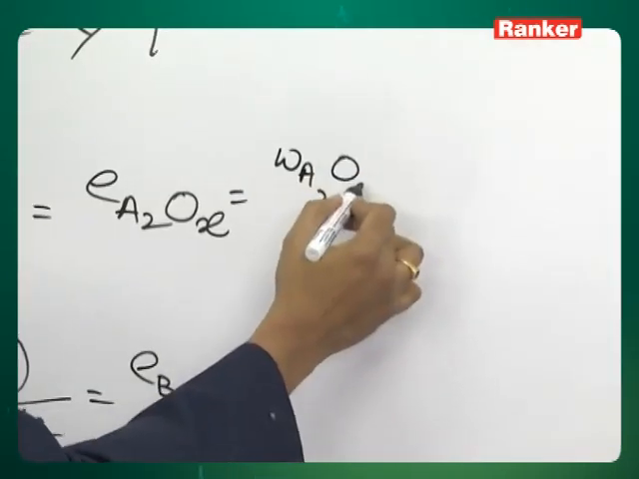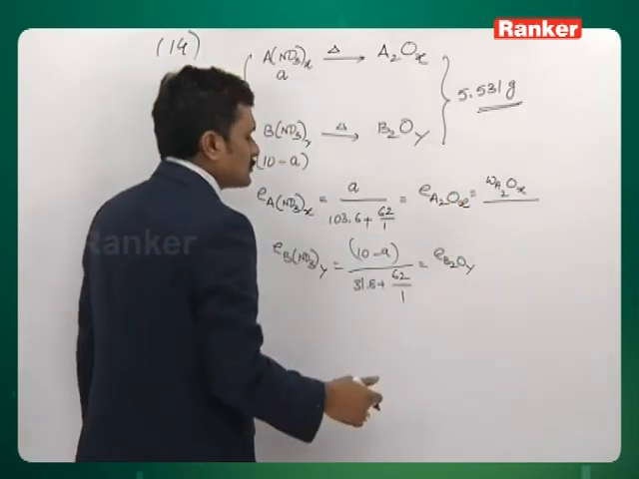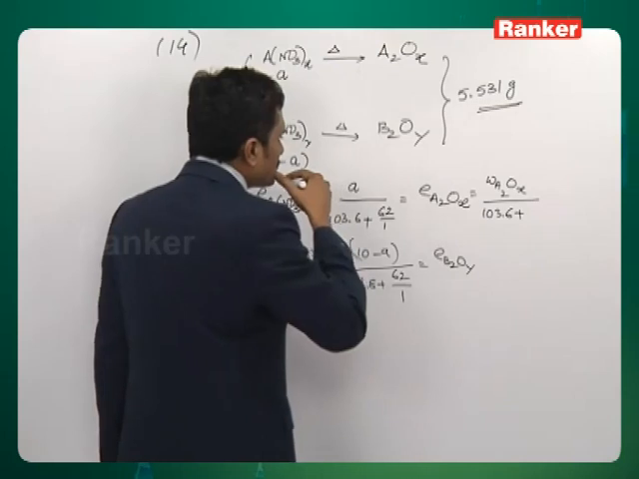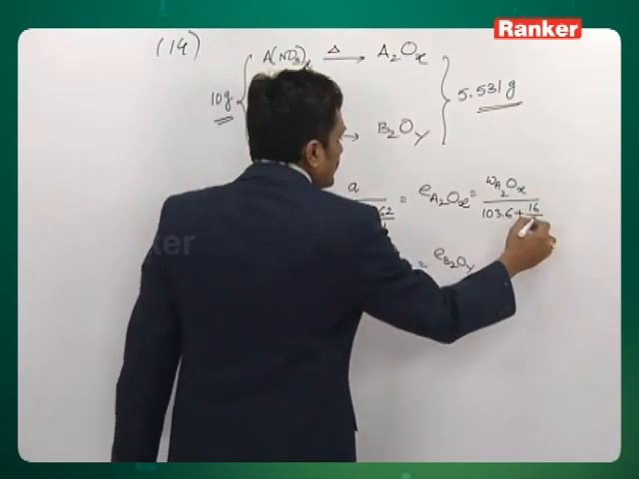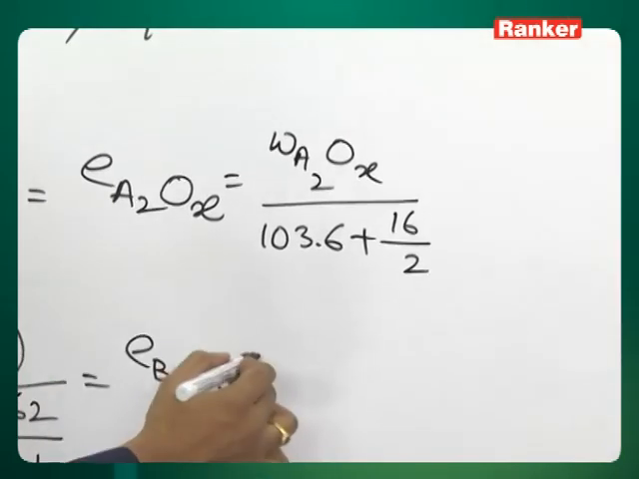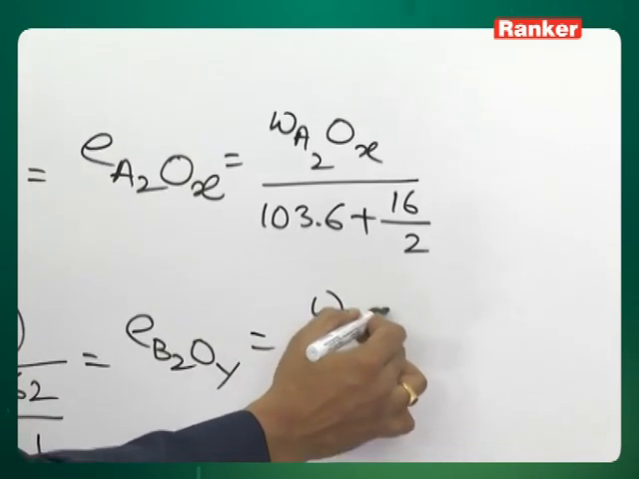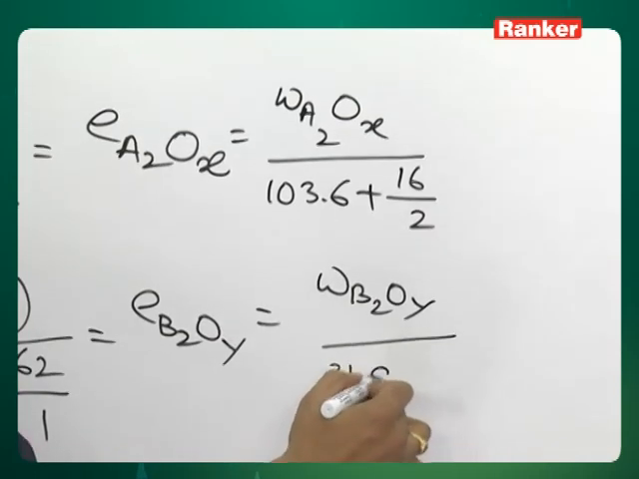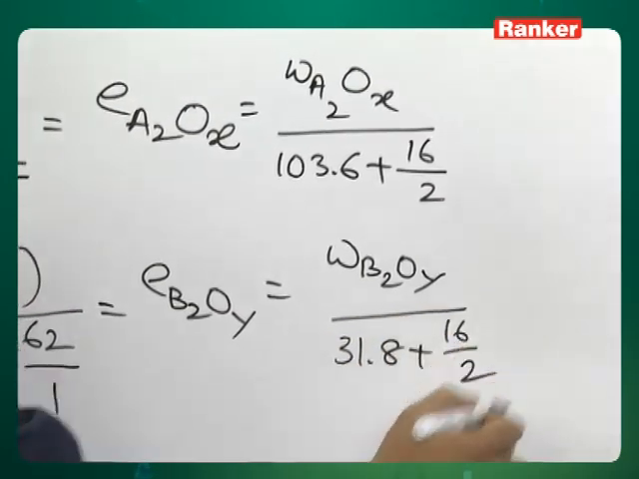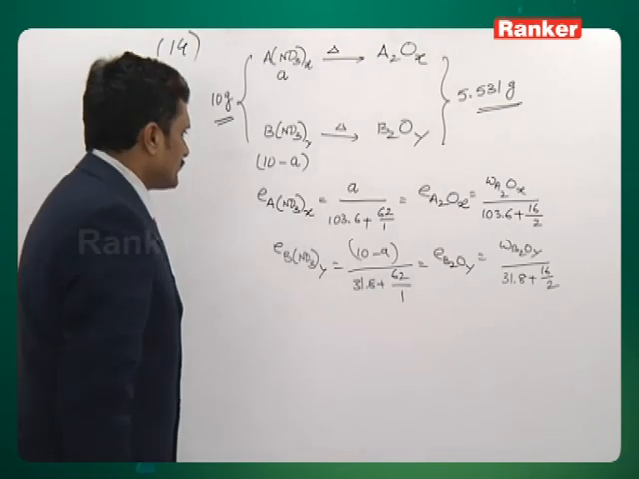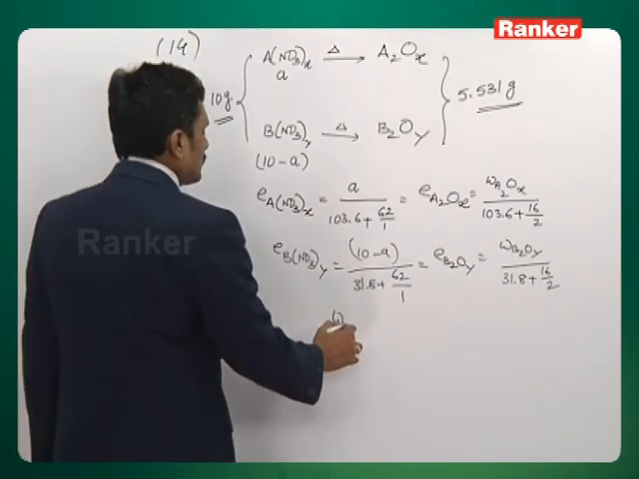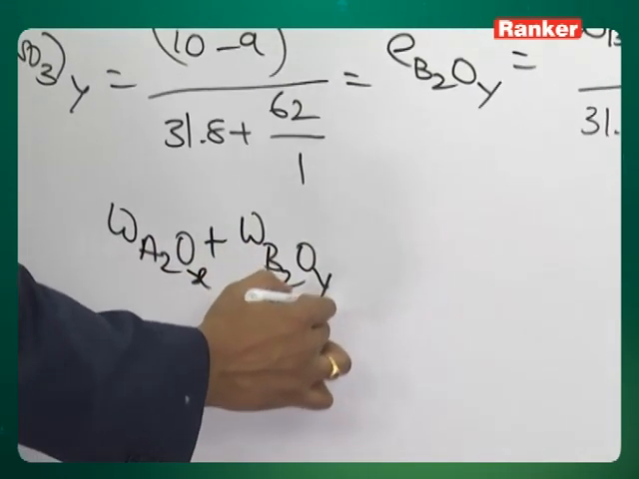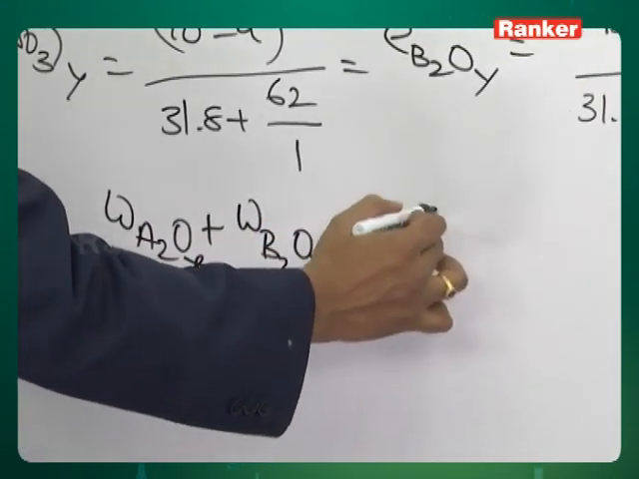Now I am going to write this as weight of A2OX divided by equivalent weight of A2OX, that is equivalent weight of A, once again 103.6, plus equivalent weight of oxygen, that is gram atomic weight by its valency, and the gram equivalents of this thing as weight of B2OY divided by the gram equivalent weight of B plus the gram equivalent weight of oxygen. Now it's known that the sum of weight of A2OX plus weight of B2OY is given as 5.531 gram.